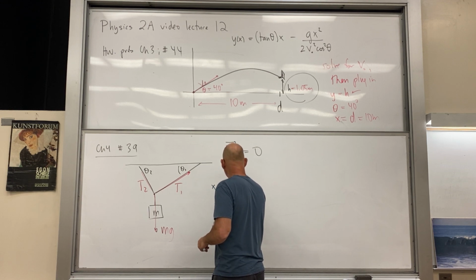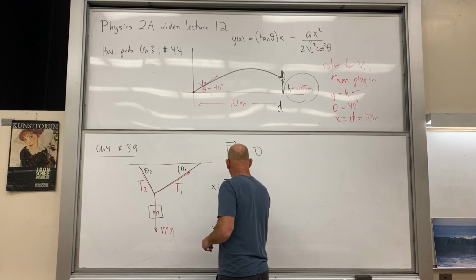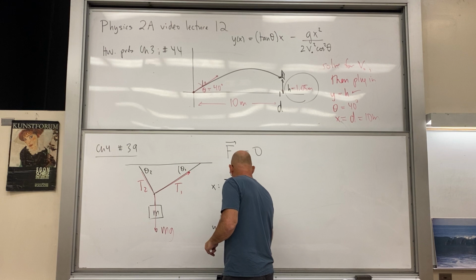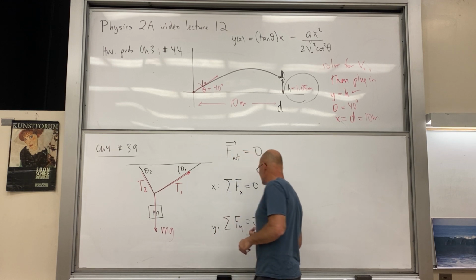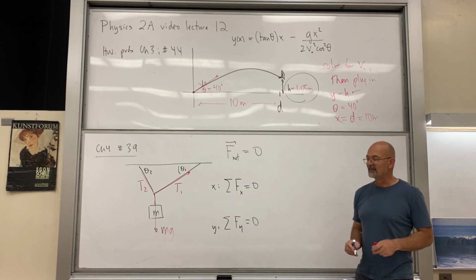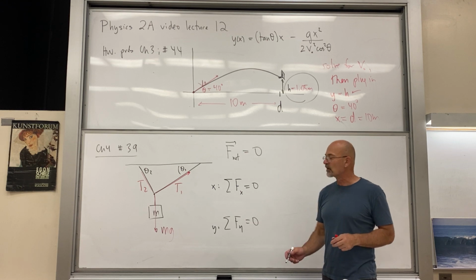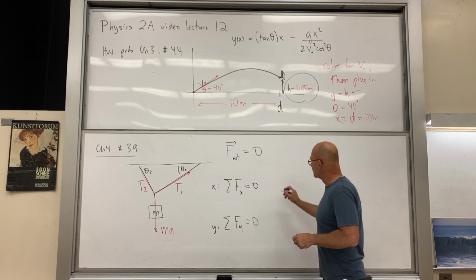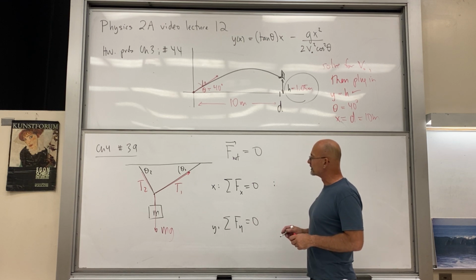So we say the sum of Fx equals 0 and the sum of the y components equals 0. Because that's the nature of vectors, which is to say the nature of arrows. You can just add them up component-wise. Okay, so let's go ahead and do the forces in the x direction.